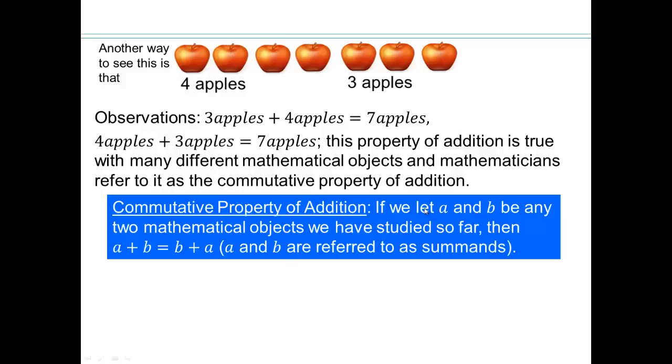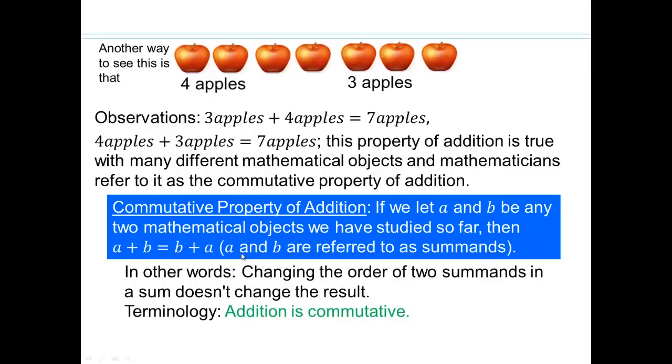So this property works not just for numbers, but right now we're saying if A and B are any two mathematical objects that you've studied so far in Module 1, then A plus B is equal to B plus A. Or the summands can change order and the resulting addition does not change. And the terminology we want you to keep in mind is what? Addition is commutative. Just remember that word. Remember, we use the word commute in daily life, going back and forth. So you can add A and B back and forth and get the same answer.